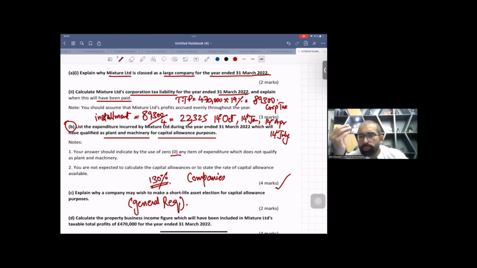Now, my dear students, these 2 or 3 points, you can write 2 or 3 points, 2 marks. Enough.